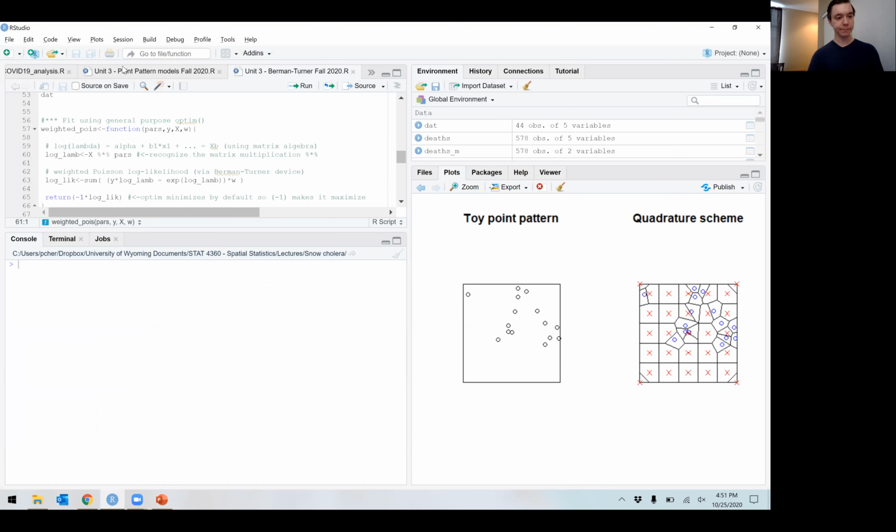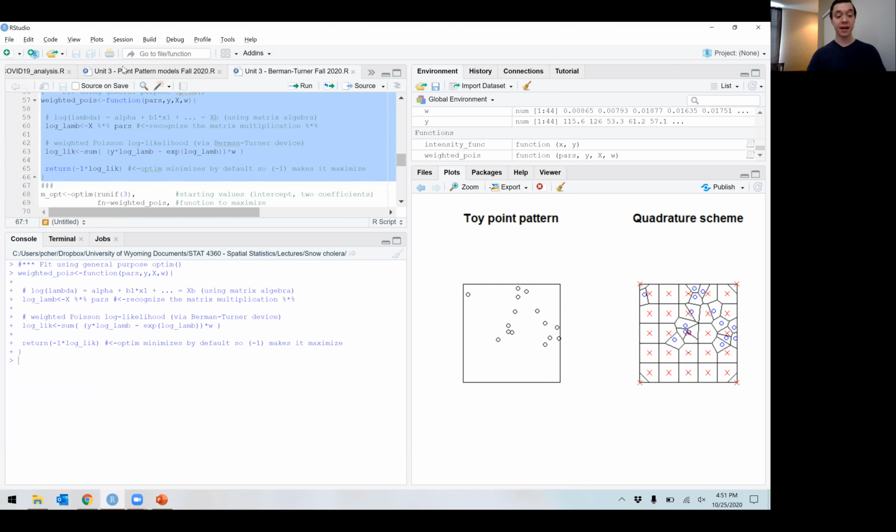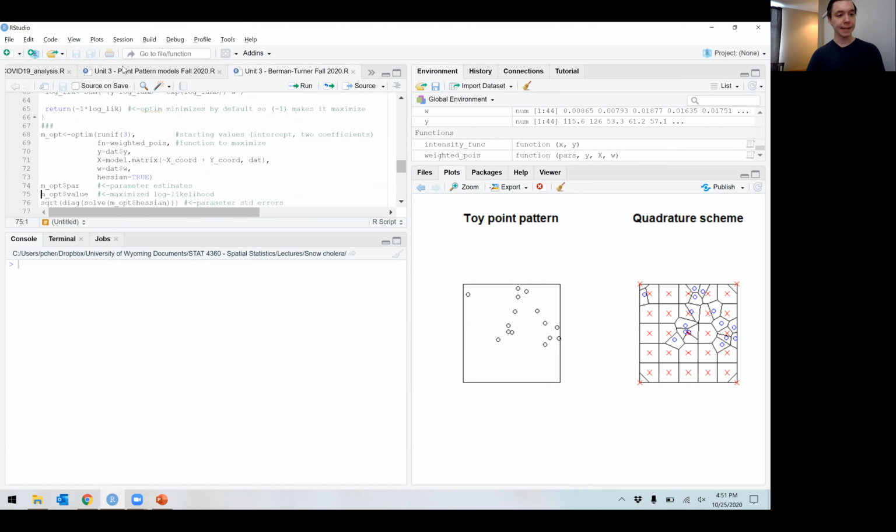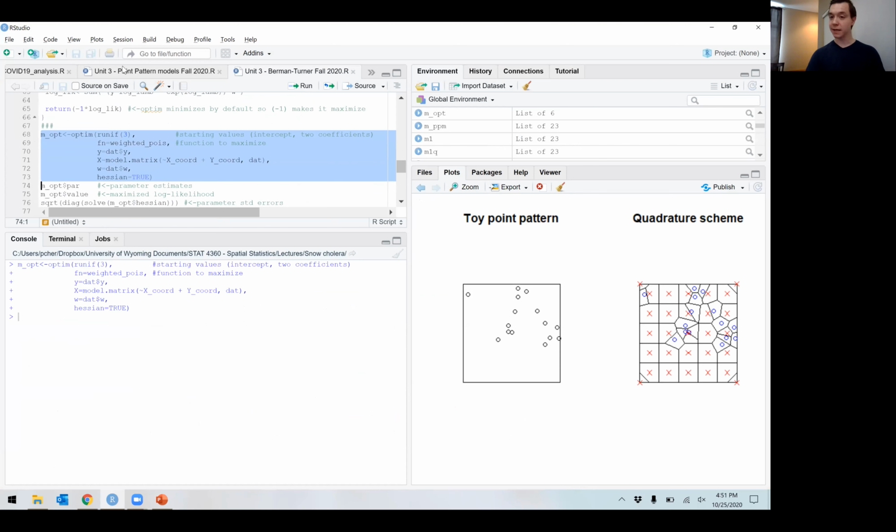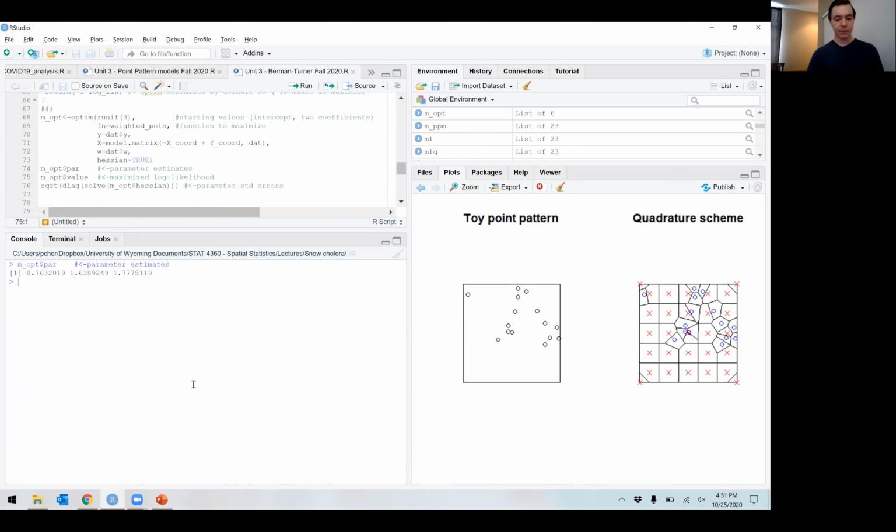All right, flip back into R. Just specify the weighted Poisson function and run my optim to maximize my log likelihood. Maximize, because I multiplied by -1. Although optim tries to minimize, if you're minimizing something that has a minus in front of it, you are maximizing. All right, actually, I will output everything that we got. It took 194 evaluations of the log likelihood to produce a maximum.